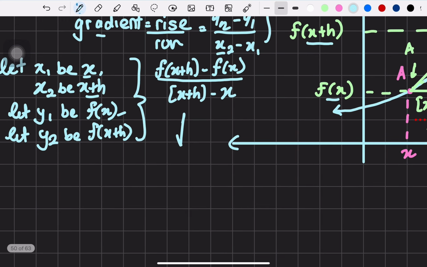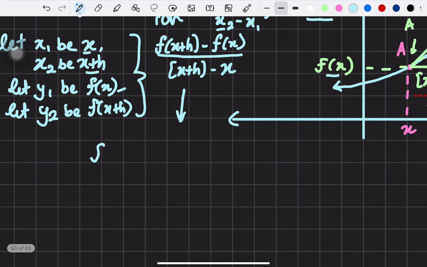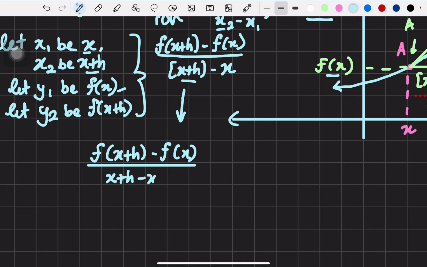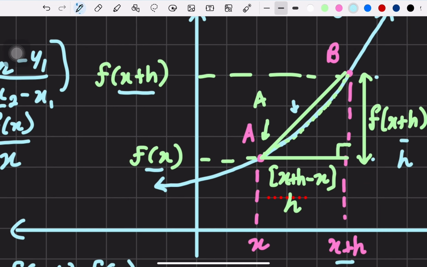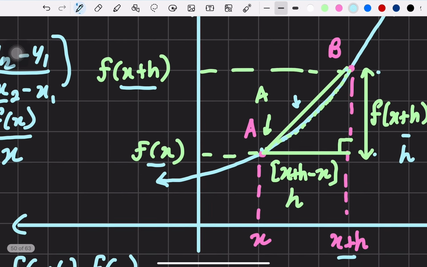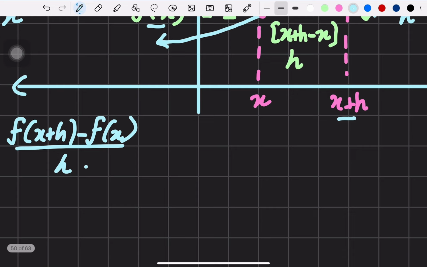So now that we have this, we can simplify it further. So f of x plus h minus f of x, obviously that can't be simplified, but we can simplify the bottom part. So x plus h minus x is just h, giving f of x plus h minus f of x, all over h. That's it. So now you know that the gradient of point A to B is this. So AB's gradient is this.